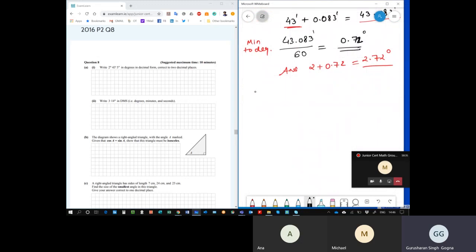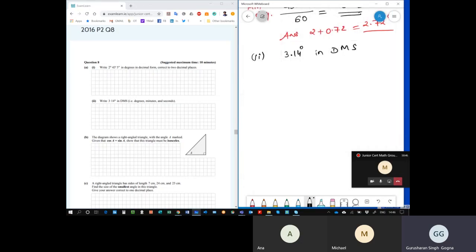Now this is the other way around. You have 3.14 degrees, and you need to convert into DMS. DMS means degrees, minutes, seconds. So this is the same question, but it's the other way around. You need to convert degrees into minutes and seconds, like this. So how will you do that?